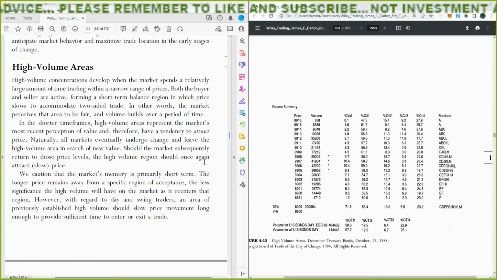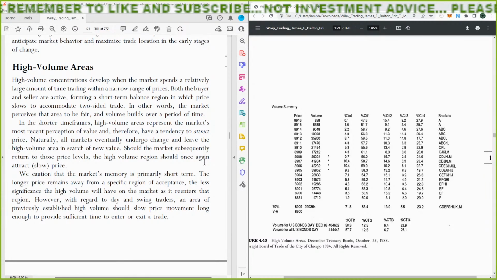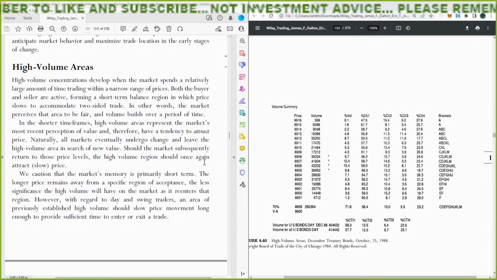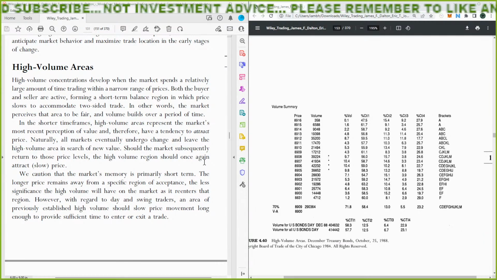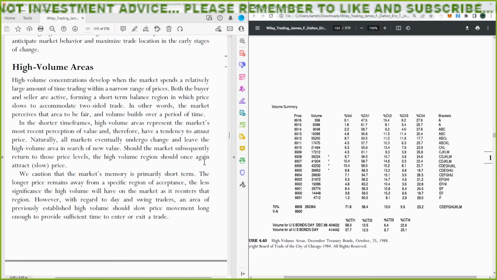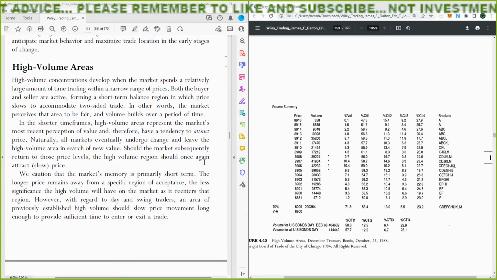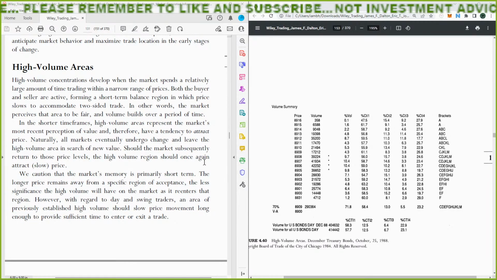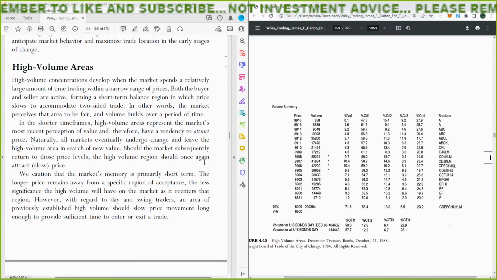In shorter time frames, high volume areas represent the market's most recent perception of value and therefore have a tendency to attract price. Naturally, all markets eventually undergo change and leave the high volume area in search of new value. Should the market subsequently return to those price levels, the high volume region should once again attract or slow price.